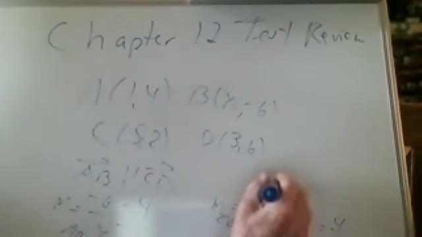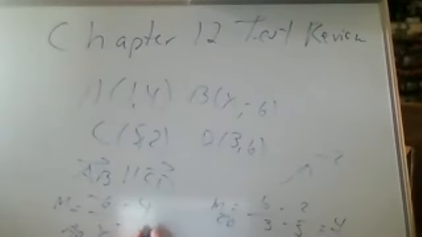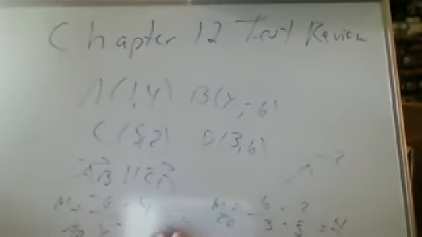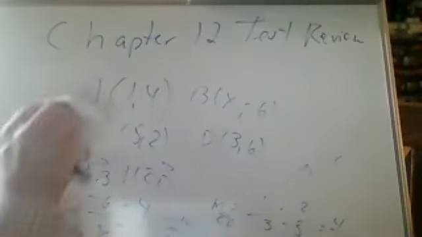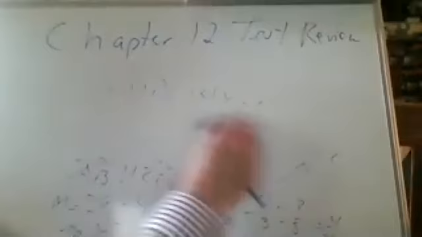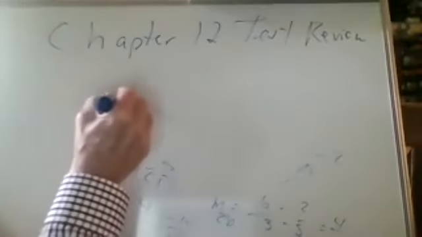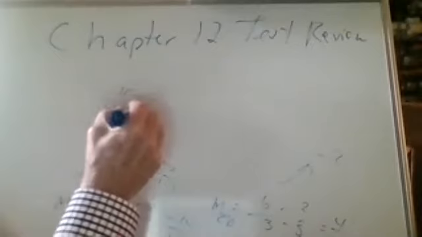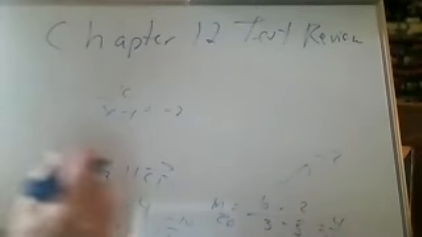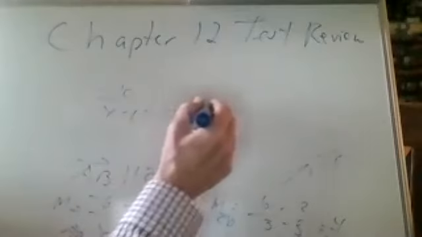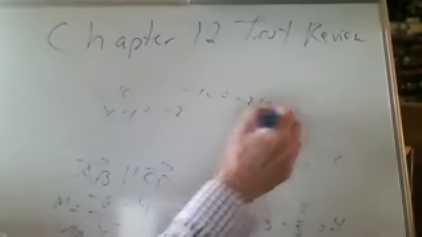So this gives me -2, okay? In this case, -6 minus 4 is -10 over X minus 1. So that means that -10 over X minus 1 equals -2. So basically, we're just solving the equation, okay? So cross multiply, got -10 equals -2 times X minus 1.